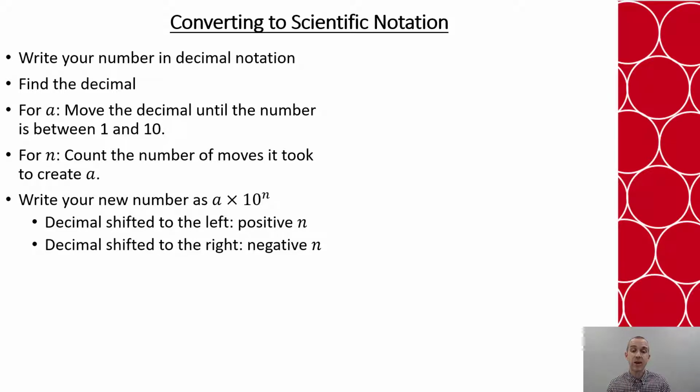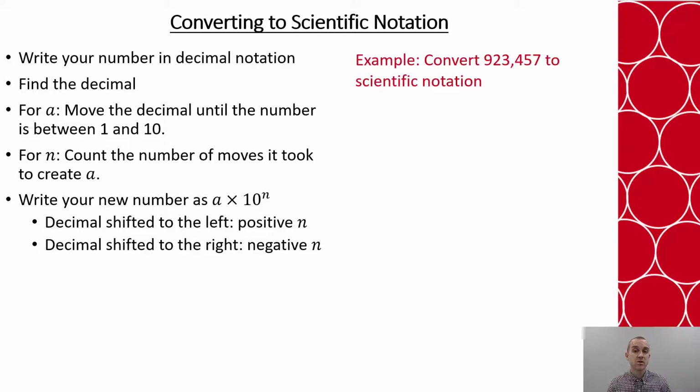For our n value in scientific notation, we're going to count those number of moves. If we had to move to the left, that's a positive n because that was a number greater than 10. If we move to the right, that's a negative n because that created a decimal less than 1. Let's look at an example.